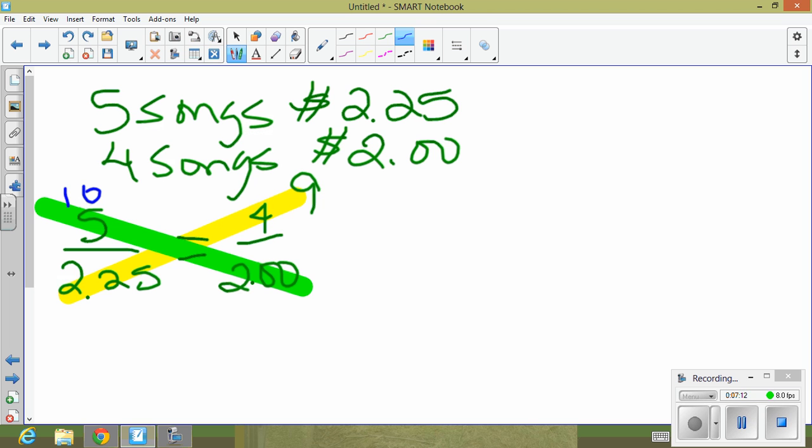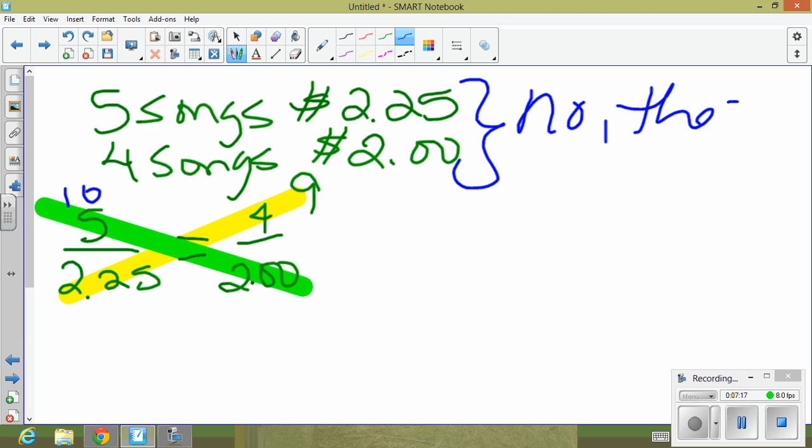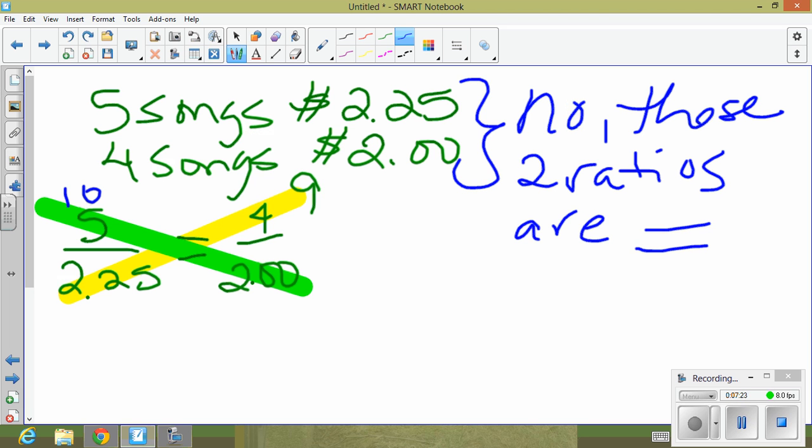So are these two ratios equivalent? The answer is no. These two ratios are not equal. There's an equal sign, a line going through it means not equal. So we can just put a line right through the equal sign here.